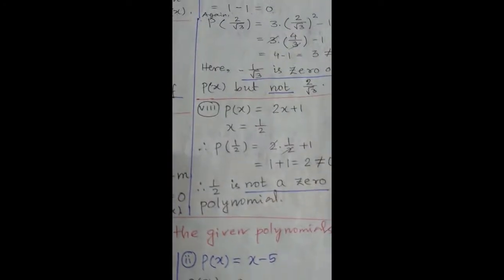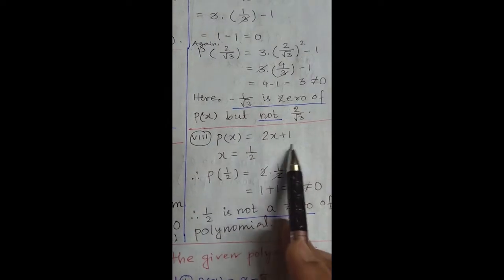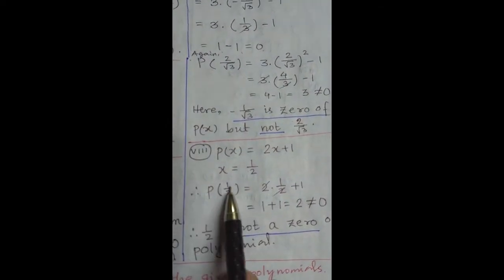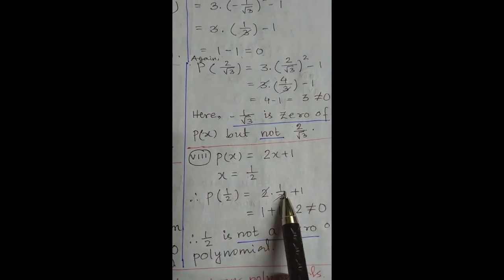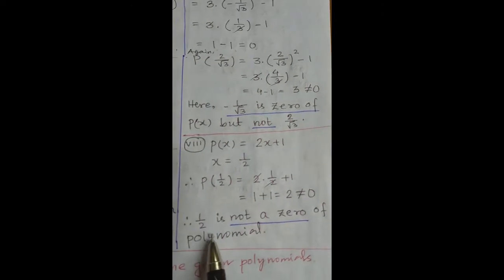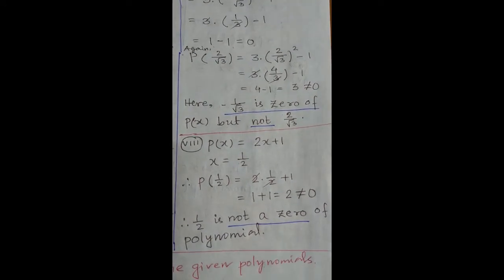Next, question number 8. p(x) equal to 2x plus 1 and x equal to 1 by 2 is given. So we are checking p(1 by 2). If you put it in, it will be 2 times 1 by 2, the 2s cancel, 1 plus 1 is 2. 2 is not equal to 0, right? So 1 by 2 is not a 0 of polynomial p(x).